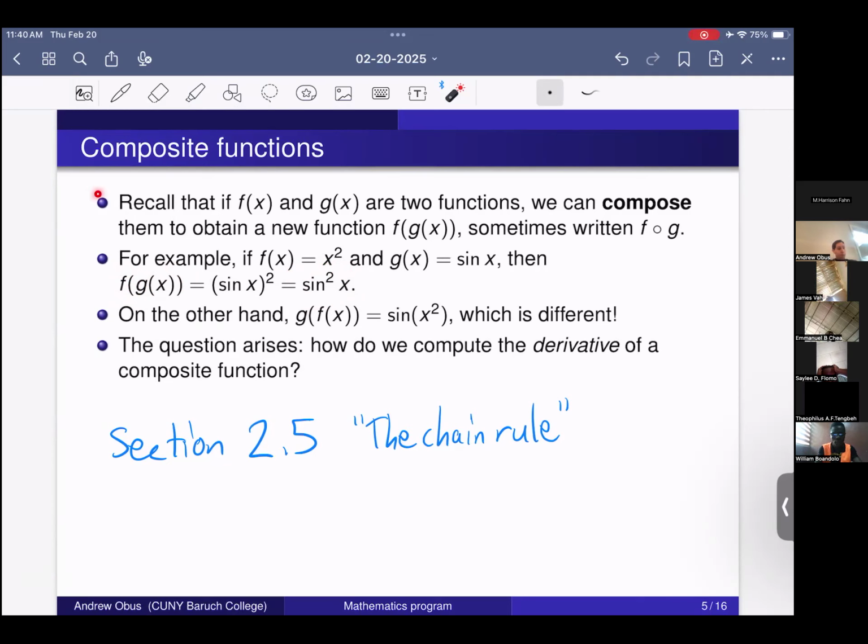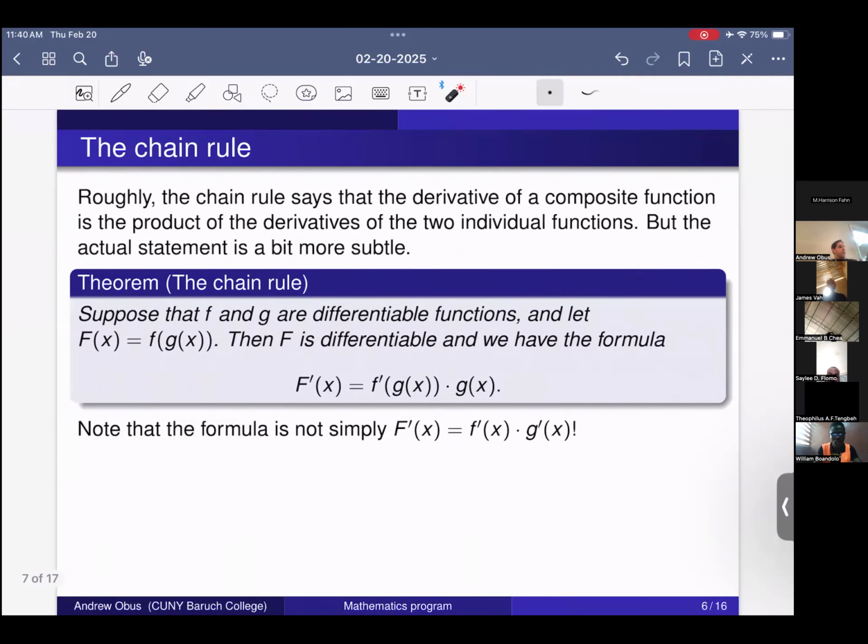Okay, questions before we move on? Okay, so let's talk about what the rule is. So roughly, what does the chain rule say? It says that the derivative of a composite function is the product of the derivatives of the two individual functions. But the actual statement's a little bit more subtle than this. So I'm going to say the theorem over here. So this is the chain rule.